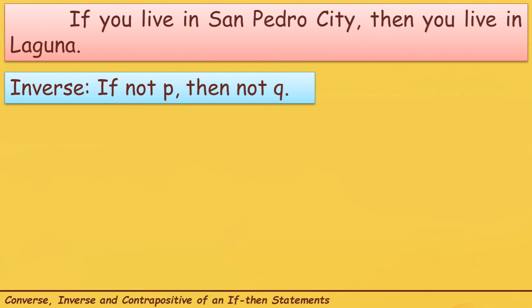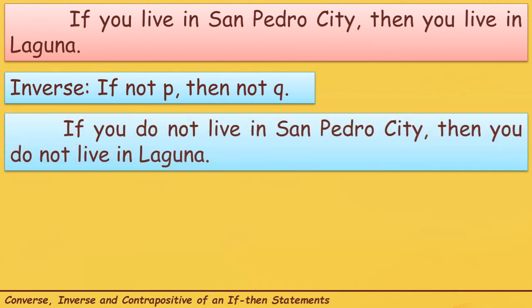Okay, time's up. So sa pagkuha ng inverse, kailangan nating i-negate ang hypothesis at conclusion. So tignan natin. If your answer is, if you do not live in San Pedro City, then you do not live in Laguna. So ayun. So pinakita dito kung paano tayo nag-negate ng hypothesis at conclusion. Ang idinagdag natin dito, do not. Kasi kapag ka sinabing live, do not live ang kanyang negation.